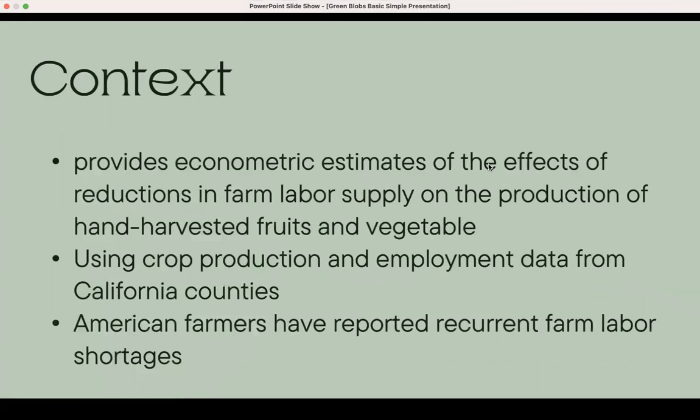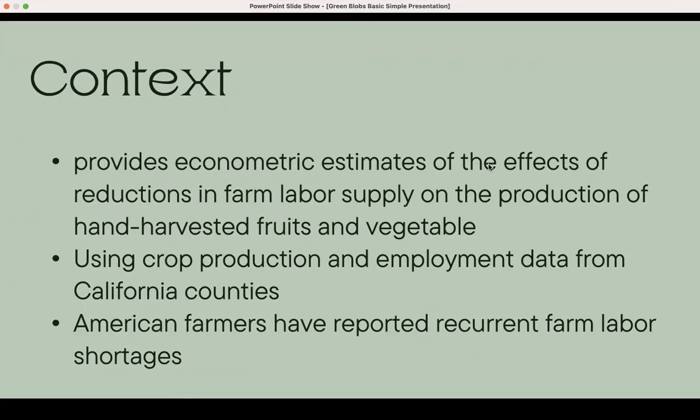Just to give some context on the data and the research done by the two authors, it provides econometric estimates of the effects of reductions in farm labor supply on the production of hand-harvested fruits and vegetables. Using crop production and employment data from California counties, we are going to estimate panel regressions that link farm employment to crop production outcomes.